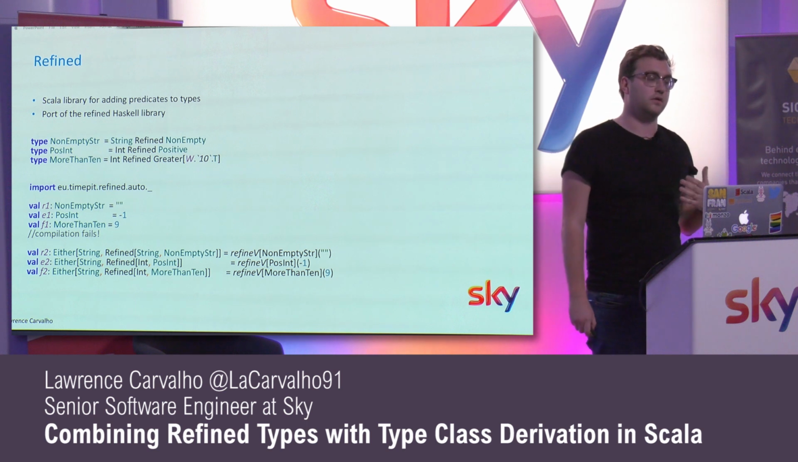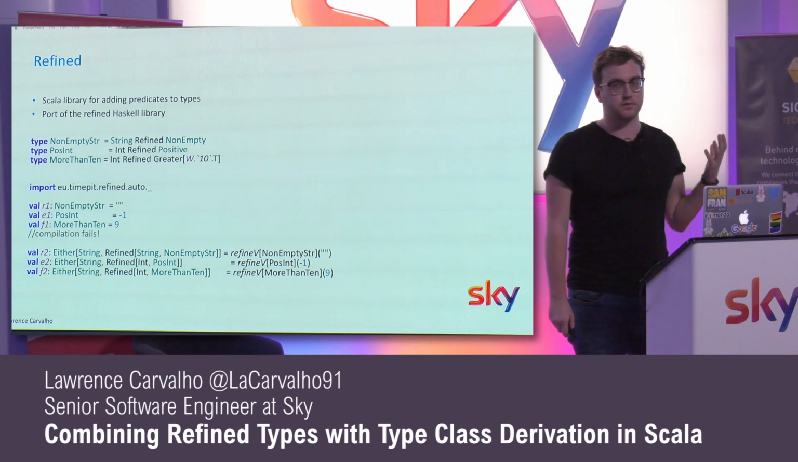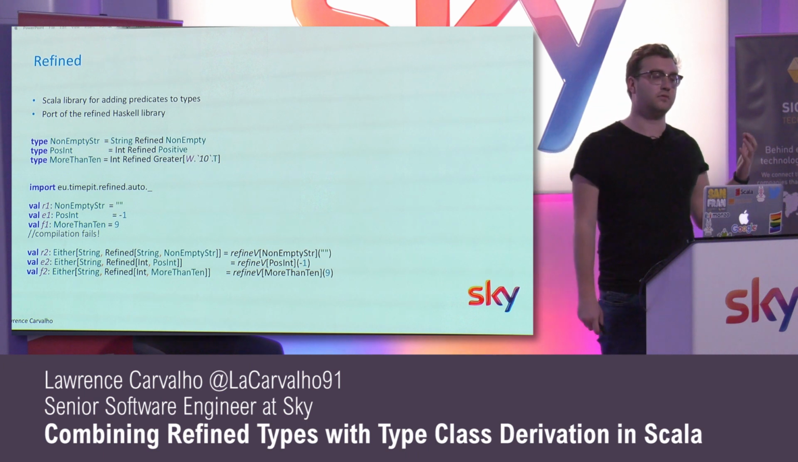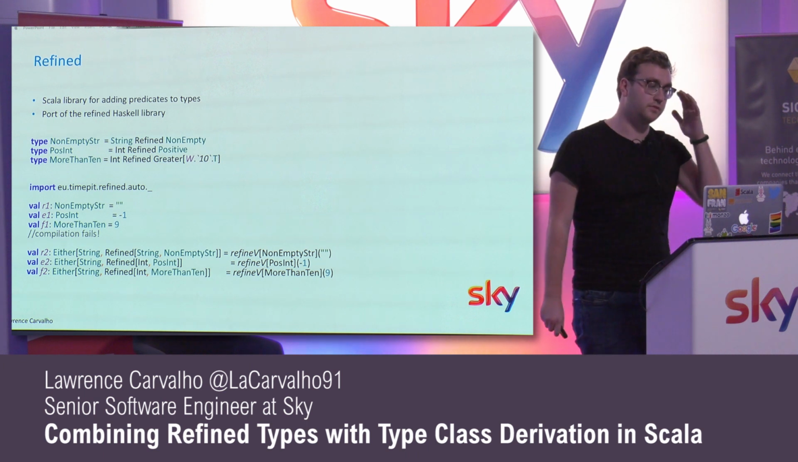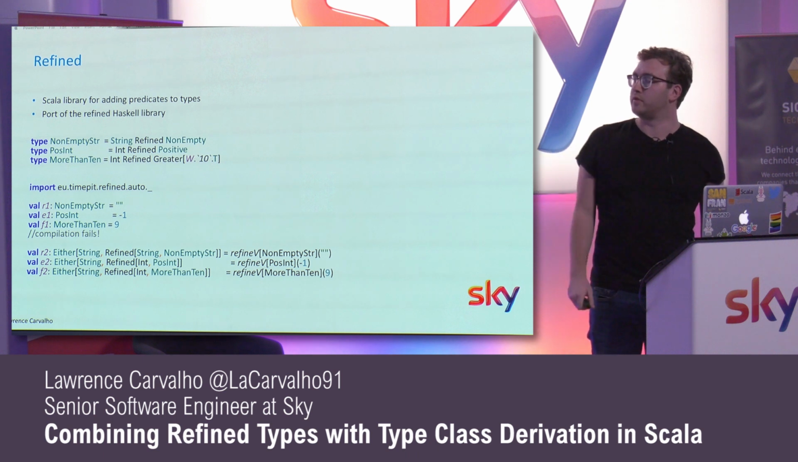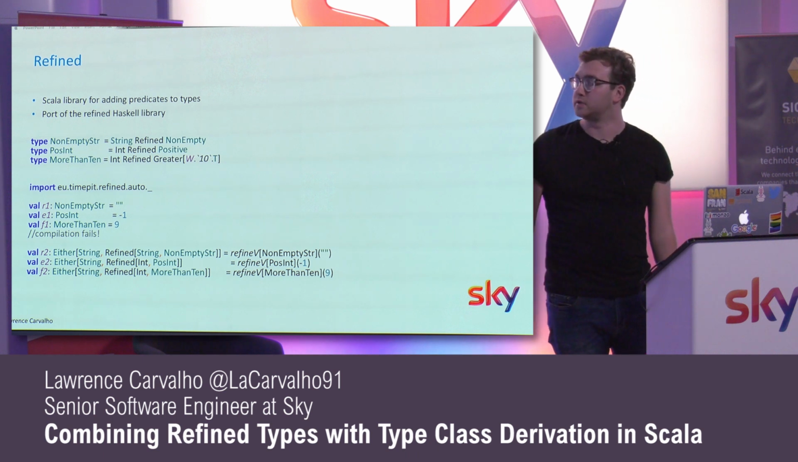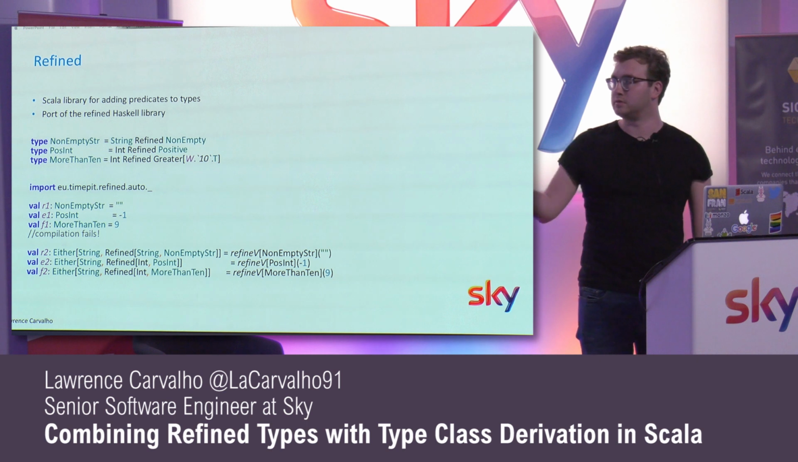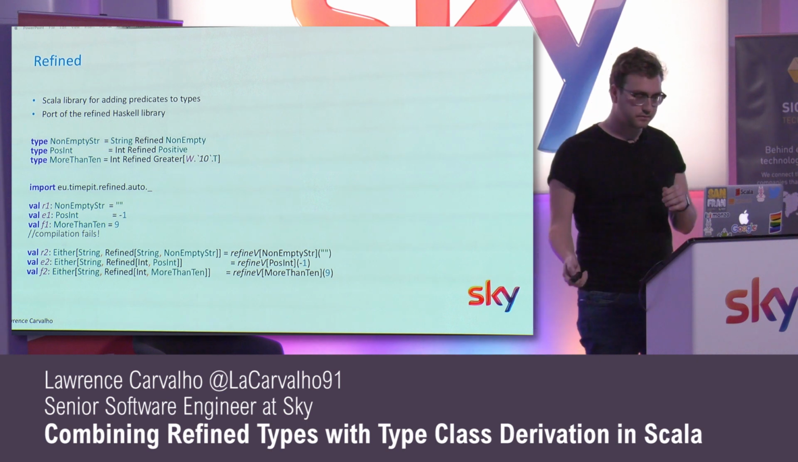A lot of what we do in our project, like I say, is deserializing some data from some input. We don't know what that data is until runtime. So refined gives you this refineV method. You give it the refined type that you want to refine it to, and then you give it your value. That will return either a string, which will contain an error message, or an instance of that refined type.